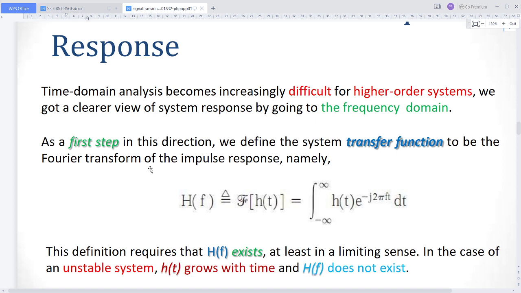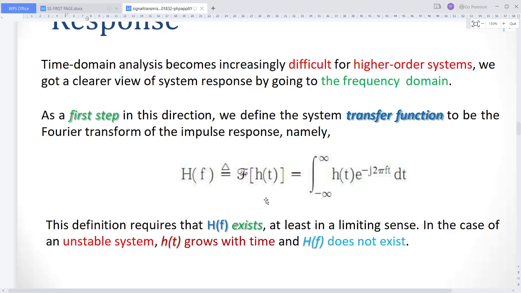So as a first step in this direction, we define the transfer function. Transfer function is nothing but the operation applied on the input signal inside the system. How the signal is transferred from one type of signal into another type is called the transfer function. Here the transfer function is the Fourier transform. We know that the Fourier transform is a mathematical tool used to convert the time domain signal into the frequency domain signal.